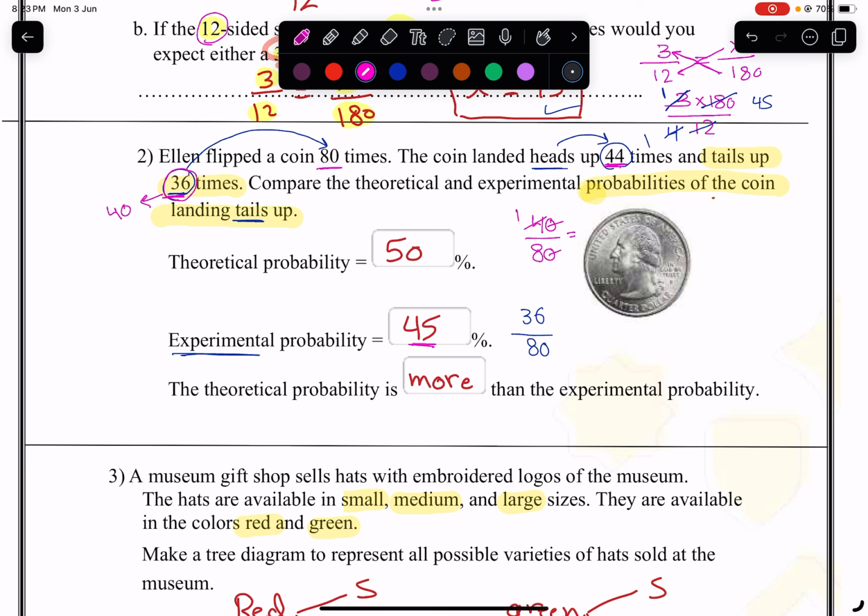So divided by 4 equals 1, divided by 4 equals 2. So you have 1 over 2. 1 over 2 is what? 50%. So experimental probability means you find the exact number. Theoretical, we must round to get a number, to get a normal division. I think now it's clear. Now theoretical is 50 and experimental is 45. So theoretical is more than experimental.